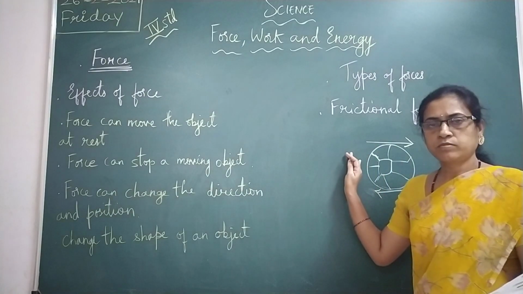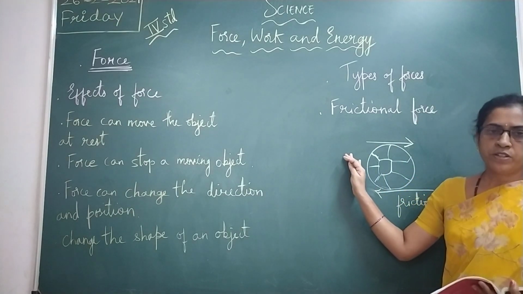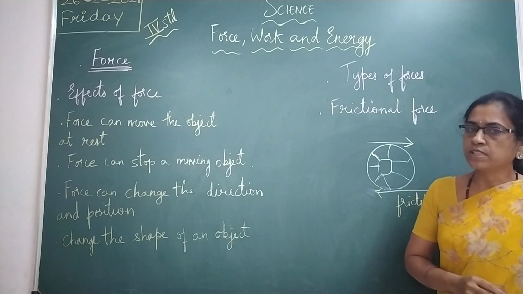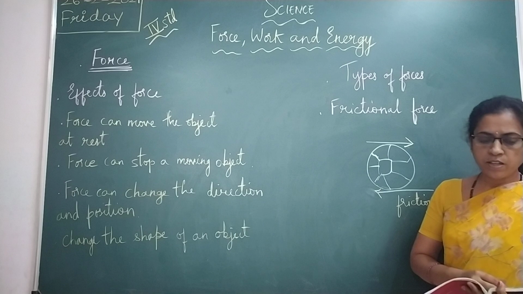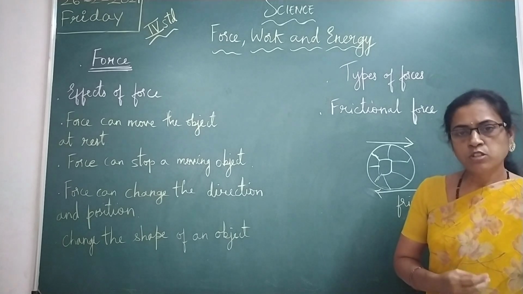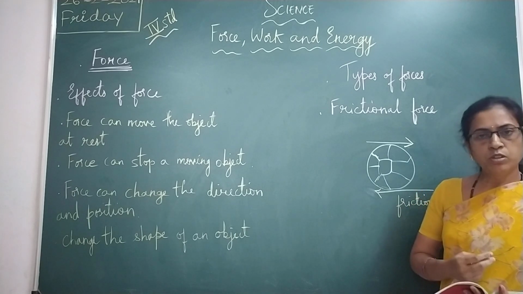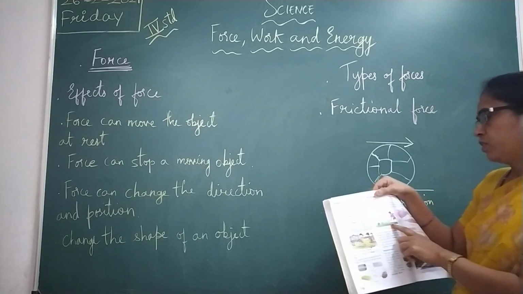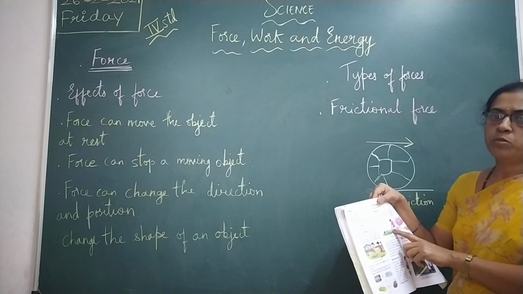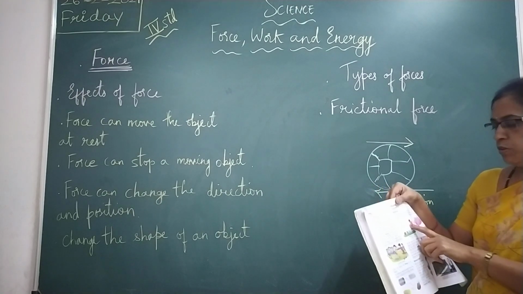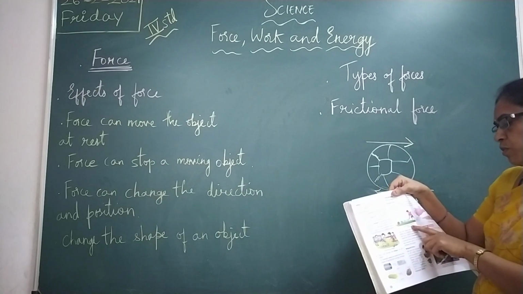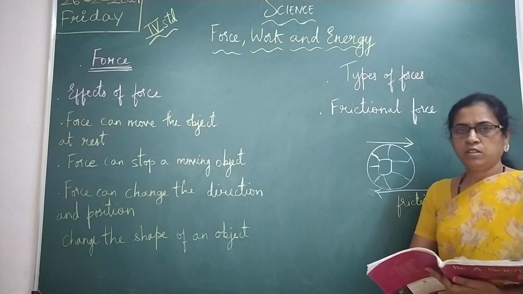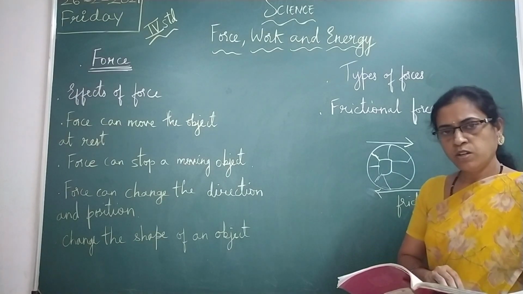So children, what is friction? Friction is a force that acts to stop the movement of two touching things. You can see in the picture here, a moving ball on the ground comes to rest after moving through some distance. Do you know what makes the ball stop here? The ball stops due to frictional force.